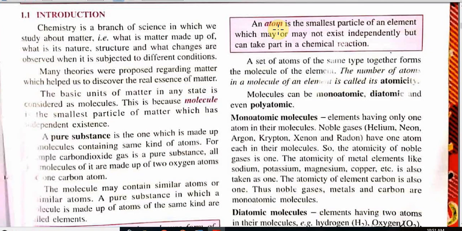Now the definition of atom. Atom is the smallest particle of an element which may or may not exist independently but can take part in a chemical reaction. A set of atoms of the same type together form the molecule of an element, and the number of atoms in a molecule is called atomicity. Molecules can be monoatomic, diatomic, or even polyatomic. Monoatomic molecules contain only one atom in their molecule. Noble gases are generally monoatomic.